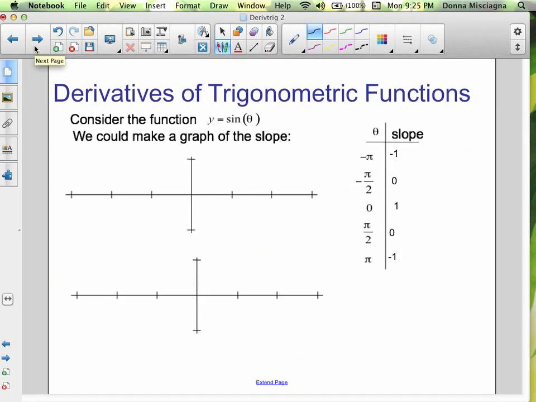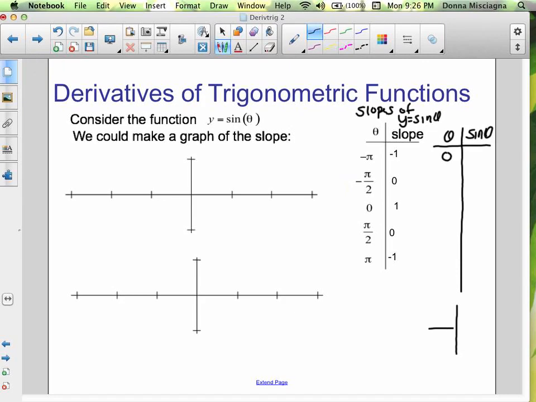All right, so again, we're going to be graphing. Before we graph the slopes of y equals sine theta, let's graph sine theta itself. All right, so we've got theta and sine theta, right? And just a little reminder, I'll put it way down here.